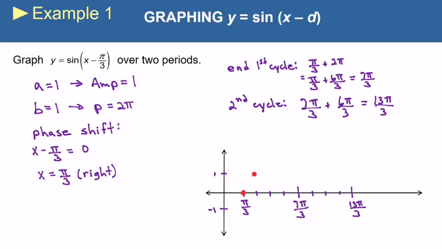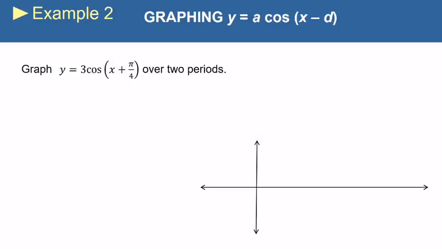So middle, high, middle, low, middle, and then go ahead and repeat the pattern. And then you can connect the dots. And there are 2 cycles of the sine of x minus pi over 3. Okay, let's do another one.